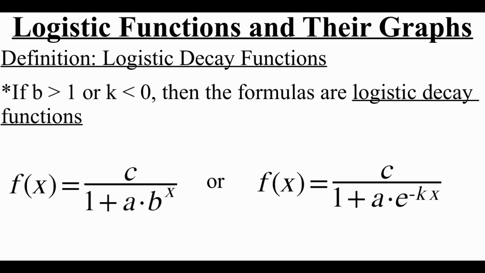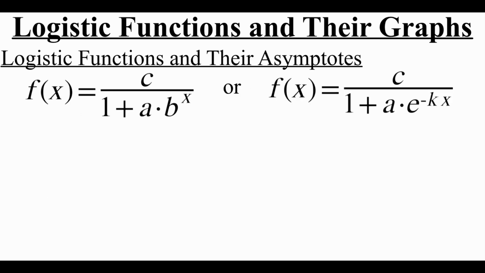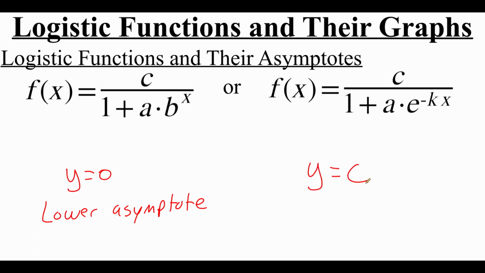Now, if our b value is greater than 1, or if our k value is negative, less than 0, then instead of being logistic growth functions, these are going to give us logistic decay functions. Every single logistic function is bounded above and below by a horizontal asymptote. For the lower horizontal asymptote, we have an asymptote along the line y equals 0. And for the upper asymptote, we need to think about our c value. We said the c value was the limit to the growth, so that's the limit as to how big our function can get. So the upper asymptote is along the line y equals c.